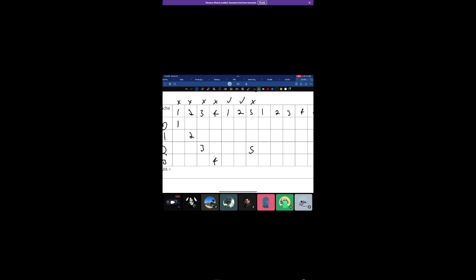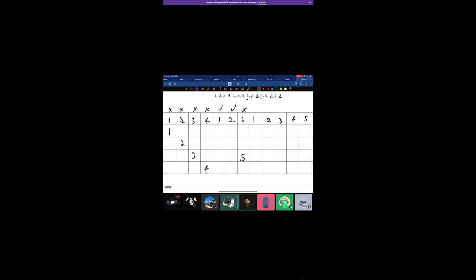Okay. Then we get one more hit. When you have a tie in OPT, you just figure out what you want to replace using FIFO.